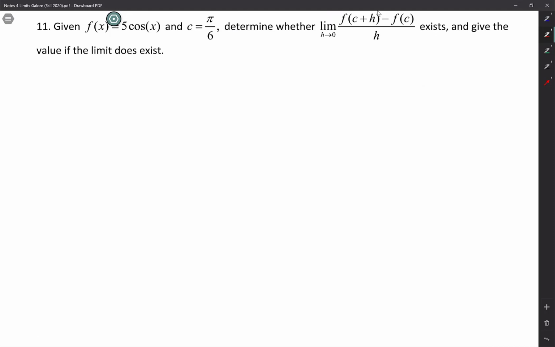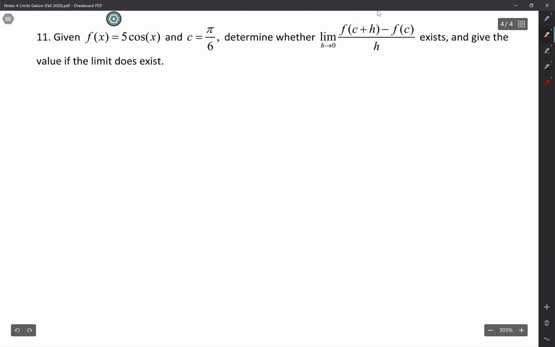Let's do this, guys. It says, given f of x is 5 cosine x and c equals pi over 6, determine whether the limit as h approaches 0 of f of c plus h minus f of c over h exists, and give the value if the limit does exist. Okay, so let's see what f of pi over 6 is first. So let's do this a step at a time.